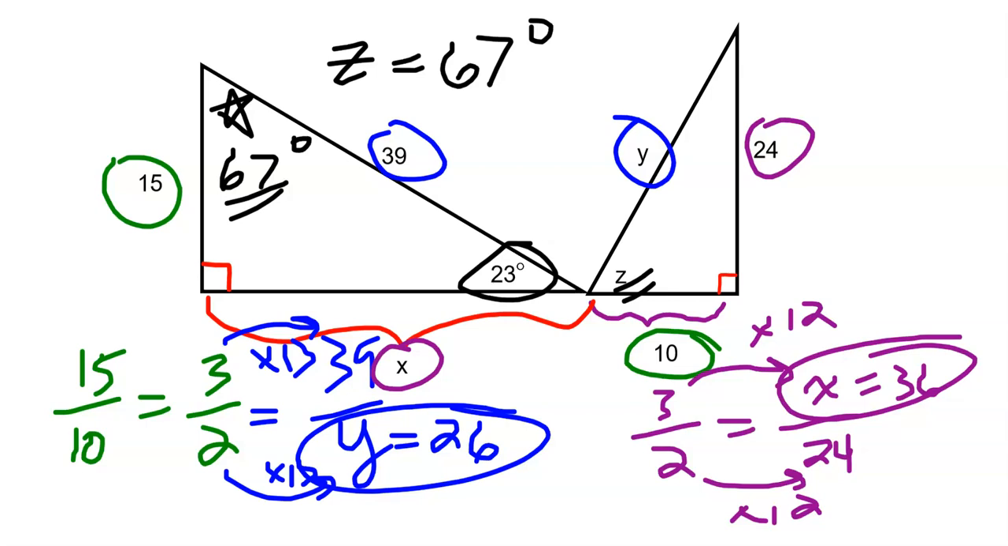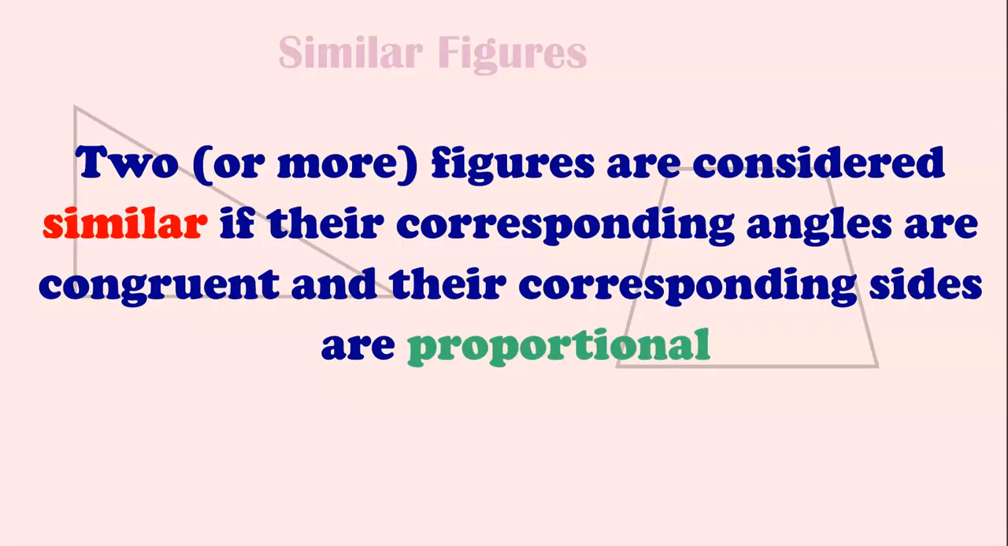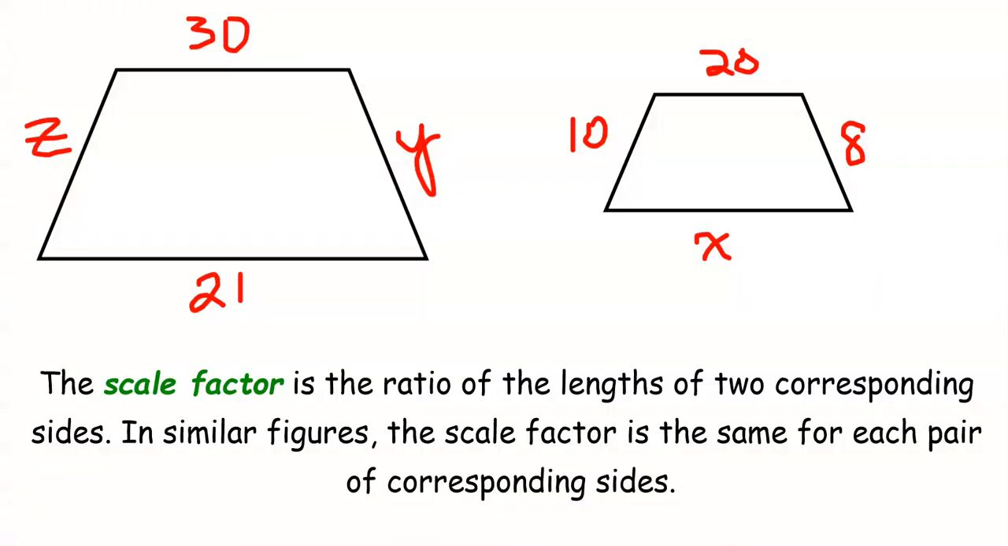So as a quick review, similar figures are ones where their angles are congruent and their corresponding sides are proportional. We can name them in the same way that we name congruent figures. We can calculate their lengths by using what we call a scale factor. The ratio of the lengths of the two corresponding sides in every pair is exactly the same.